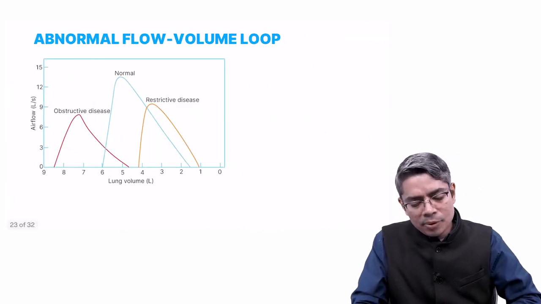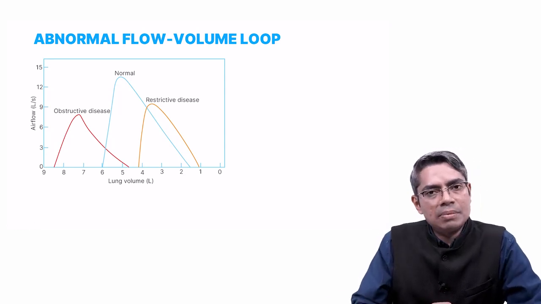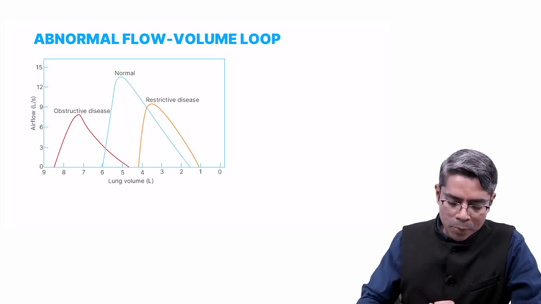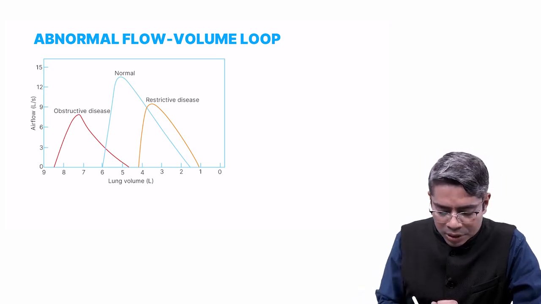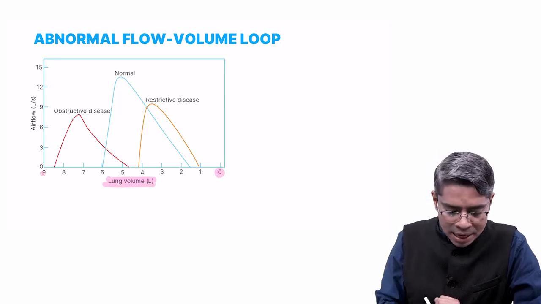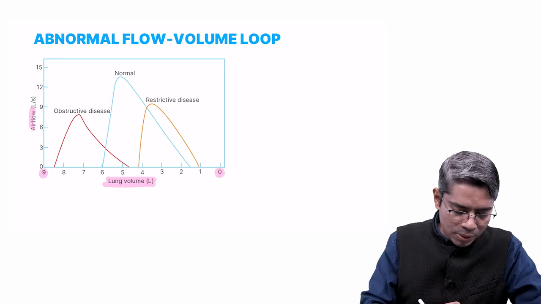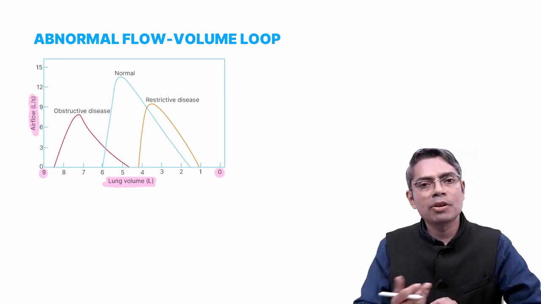Okay. Now this flow volume loop is used for diagnosis of obstructive and restrictive disease. How? Now look at here. What is this you are seeing? The x-axis is the lung volume, and I told you 0 is on your right hand side and maximum volume is on the left hand side. And the y-axis is air flow. So this is the flow volume loop.